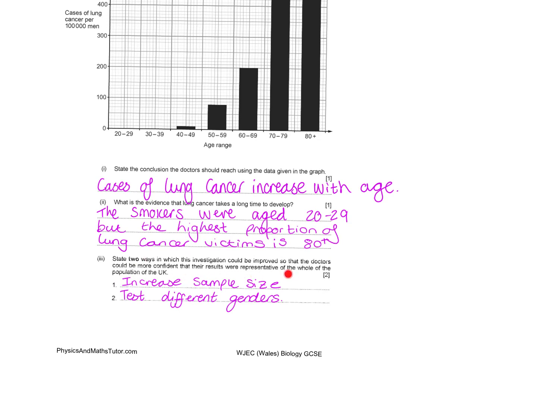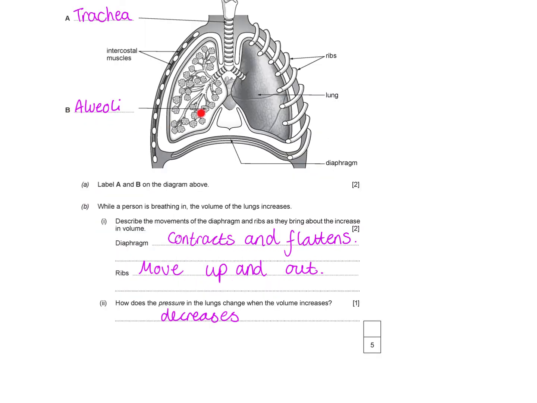State 2 ways we could do a representative of the whole population. Increase the sample size. We didn't sample that many people. And also test different genders. We're just looking at males, so we don't really know what the data shows about females. Again, labelling it. This one's the alveoli this time, so there's a lot of labelling. And then a lot of describing what happens to your diaphragm and your ribs and stuff, okay?